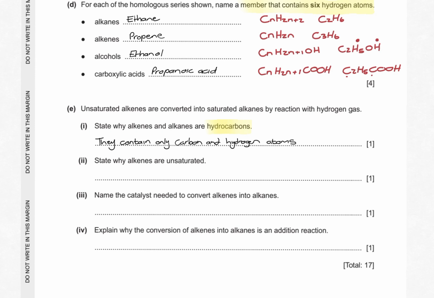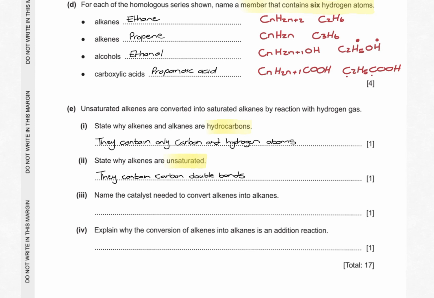Then they're asked to state why alkenes are unsaturated. Now, the reason why they're unsaturated is because they contain carbon-carbon double bonds. Now, it's important to refer to carbon here and not just double bonds, because some molecules can have a double bond oxygen and still be saturated.